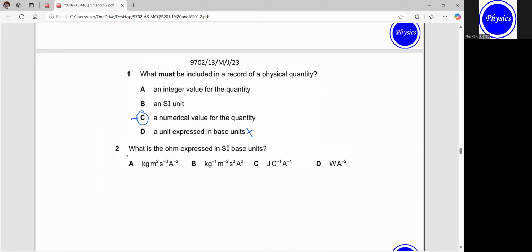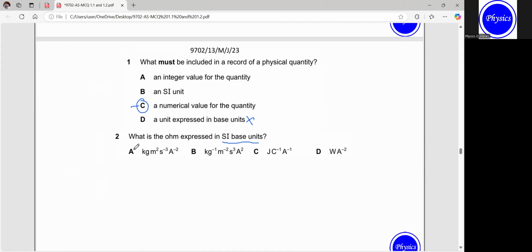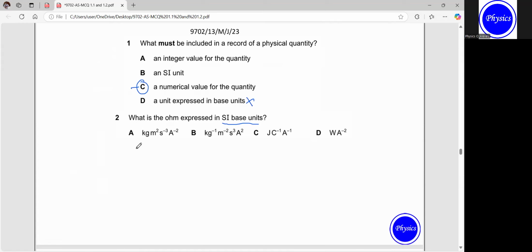What is the ohm expressed in SI base units? Okay, students find difficulty with this type of question. Ohm should be expressed in base units. Ohm is the unit for resistance. Now, resistance is V over I. Voltage, okay, voltage divided by current. But here you write only in the unit form. Ohm is volt by ampere.